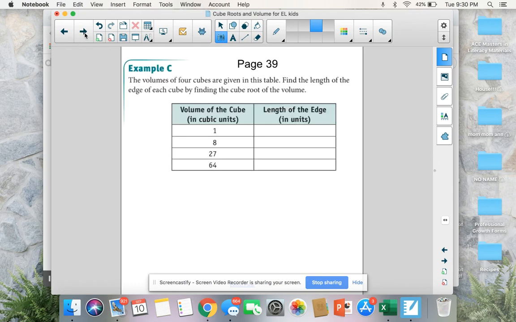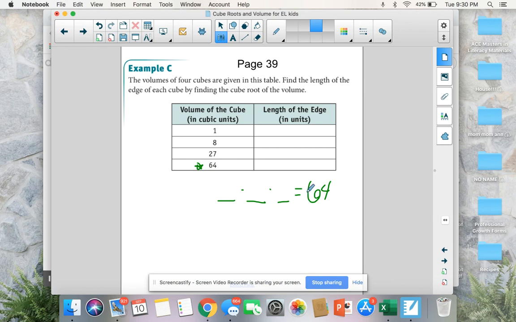All right, so let's jump into this. If you are given the volume, so you have your little cubes, and on page 39, you're given the volume. You want to figure out what is the length of the edge in units. So what times itself 3 times would give you, we're going to start here with 64. So if I had 64, I want to know what times itself 3 times equals 64.